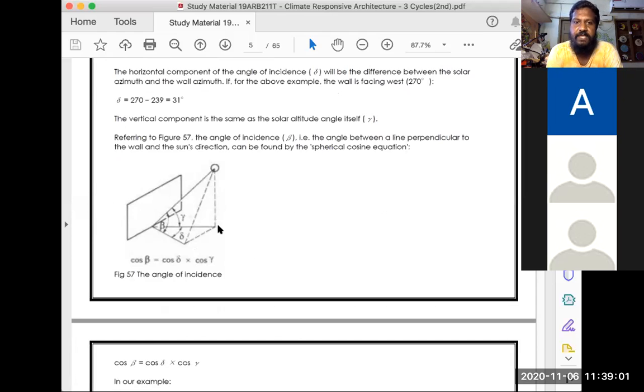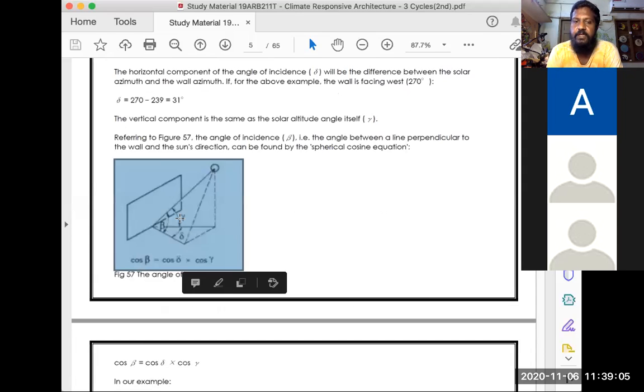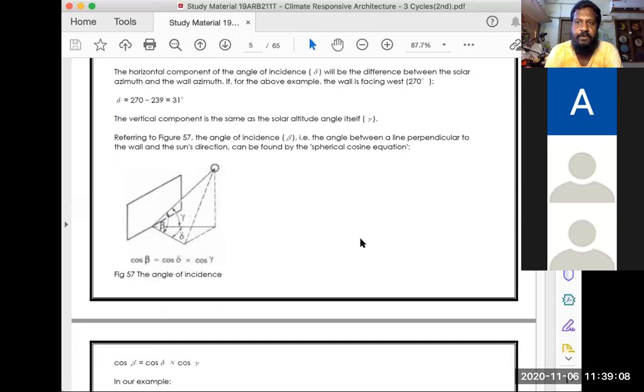See, there are two things we are going to have. One is gamma. Gamma is nothing but your solar altitude angle, what we get from the solar chart. So we know what our altitude angle is, which is the sun's angle from the top, coming down. Next is the azimuth angle. Azimuth angle is nothing but this angle, the line you see here. This again, we know about it.